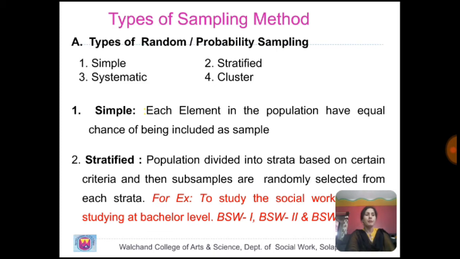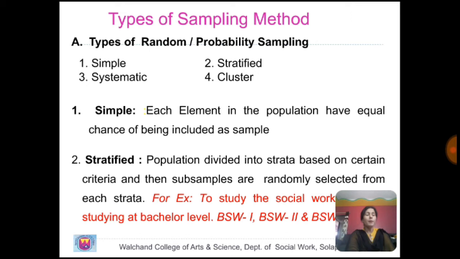Simple random sampling method. Here, every single member of the population is chosen randomly, merely by chance, and each individual has the exact same probability of being chosen to be a part of the sample.